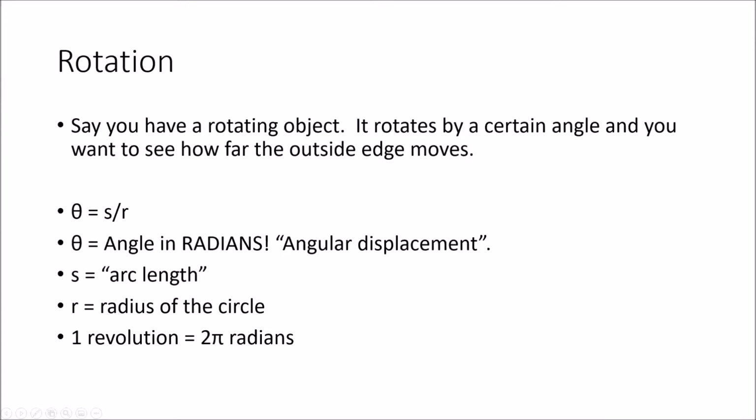Rotation. Let's say that you have a rotating object and it rotates by a certain angle and you want to see how far the outside edge moves. That's talking about this. We've got a rotating object and I want to see how far this point moves, like that. So I've got some distance from the center. This end piece is some distance from the center. And this is the center of rotation, of course, because it's rotating around that axis.